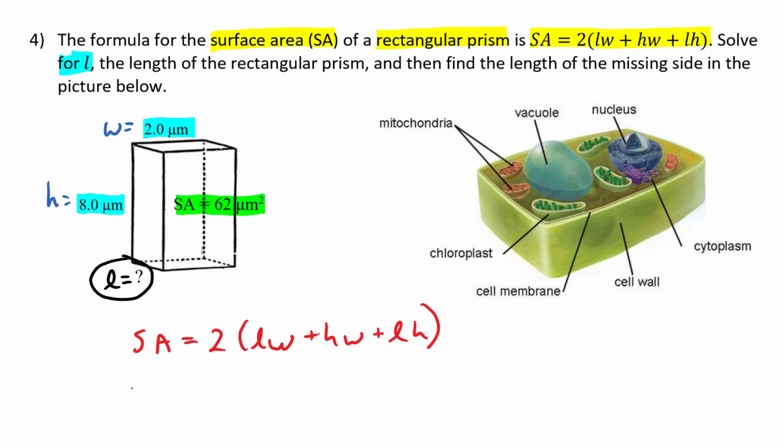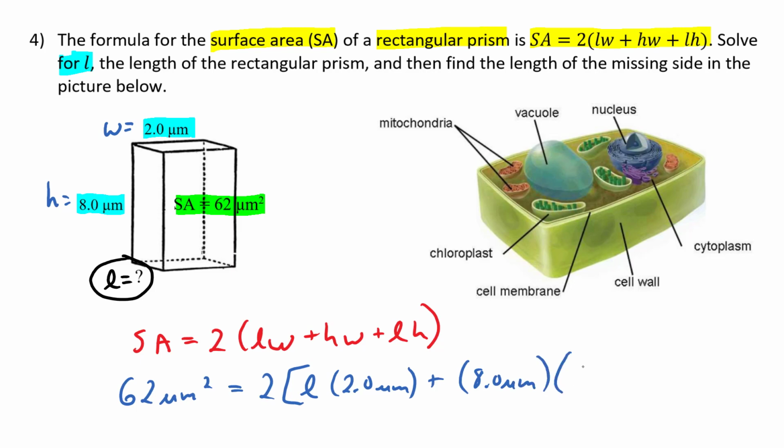What we could do now is we could substitute in the variables we do know. So we know the surface area, 62 micrometers squared, 2 times length we don't know, times the width, 2.0 micrometers, plus height, which is 8.0 micrometers, times my width, 2.0 micrometers, plus the unknown length, times the height, 8.0 micrometers. We would then solve for L.